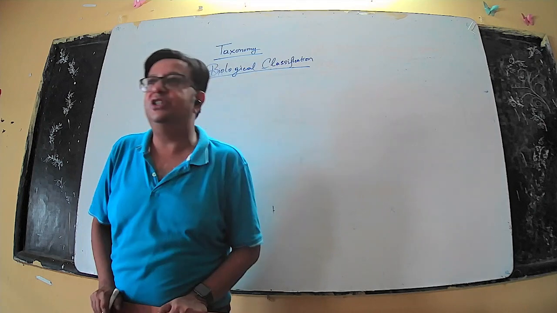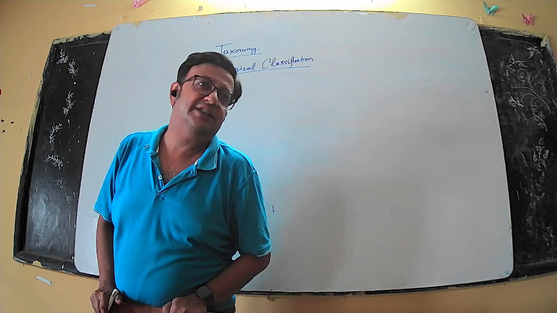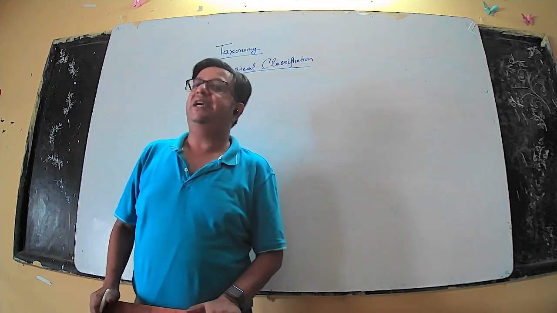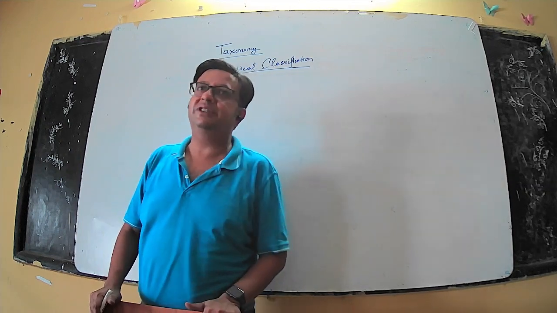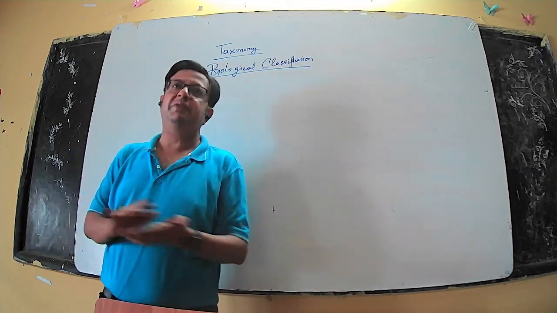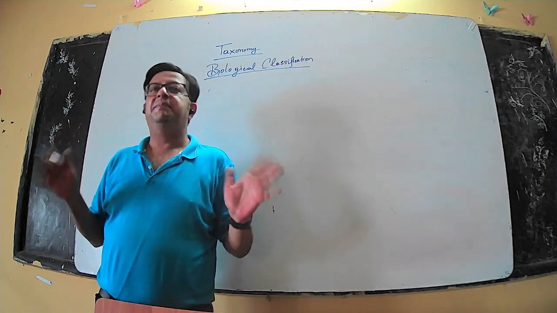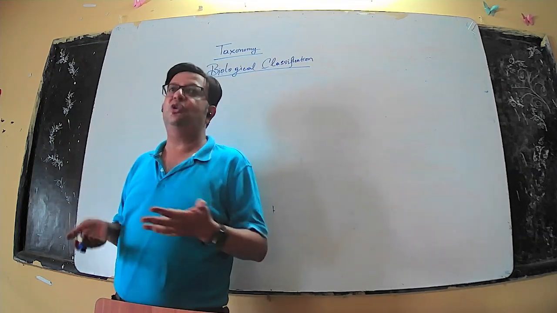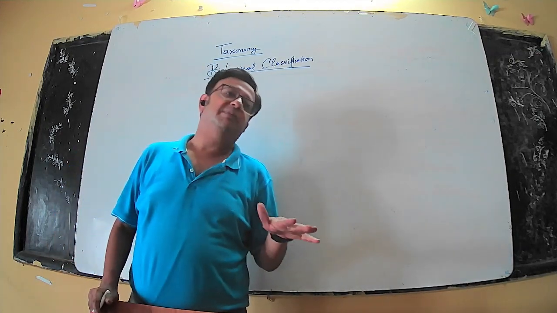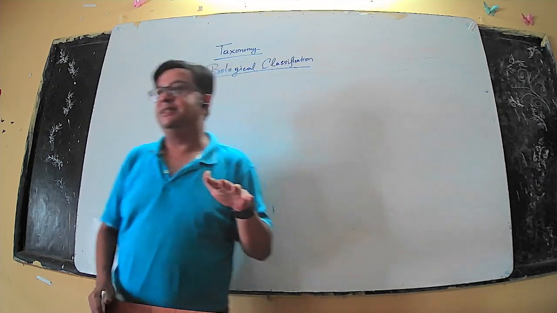Zoologists call this zoological classification. Botanists call it botanical classification. Zoologists study the Whittaker system of classification, and botanists study the Bentham-Hooker system of classification. It's basically the conflict between botany and zoology, but you don't have to bother yourself about it. Since I am a zoologist, I will be talking about zoological classification, that is, classification of animals.